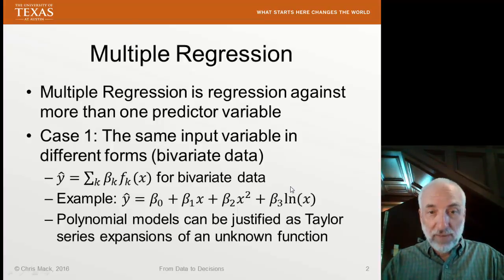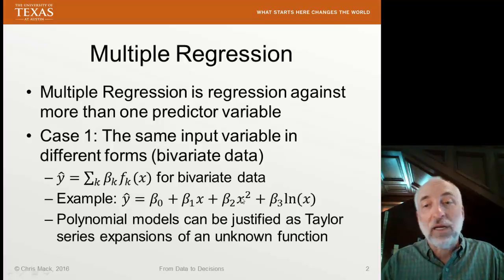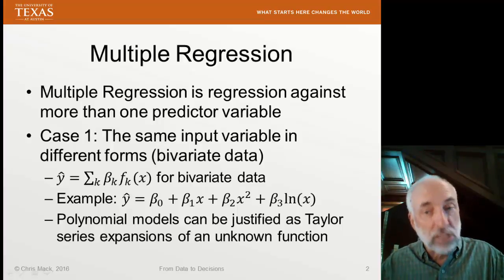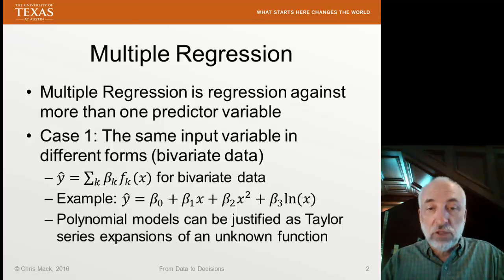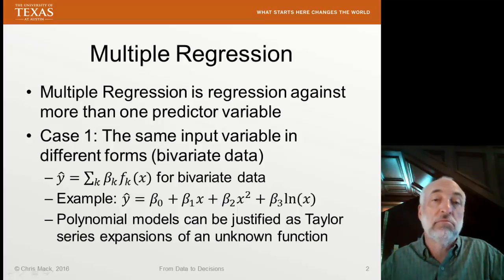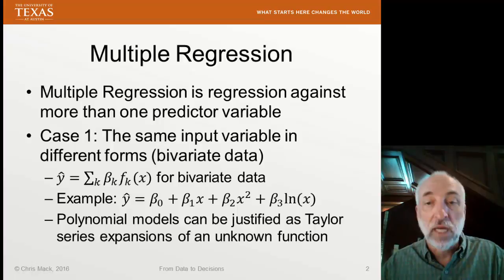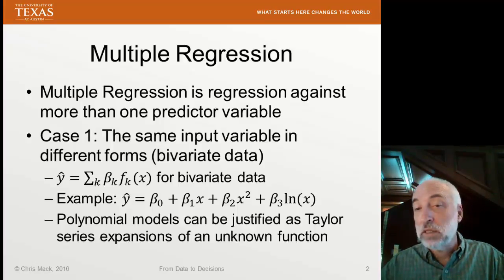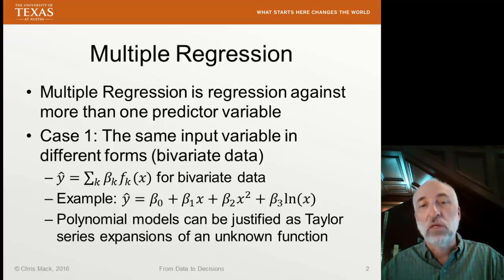Here I show a little bit more complicated example where there's only one x, but I have x in the model, I have x squared in the model, and I have the log of x in the model. And from the perspective of the regression itself, each one of these terms, x, x squared, and log x, can be thought of as independent predictor variables, independent terms.